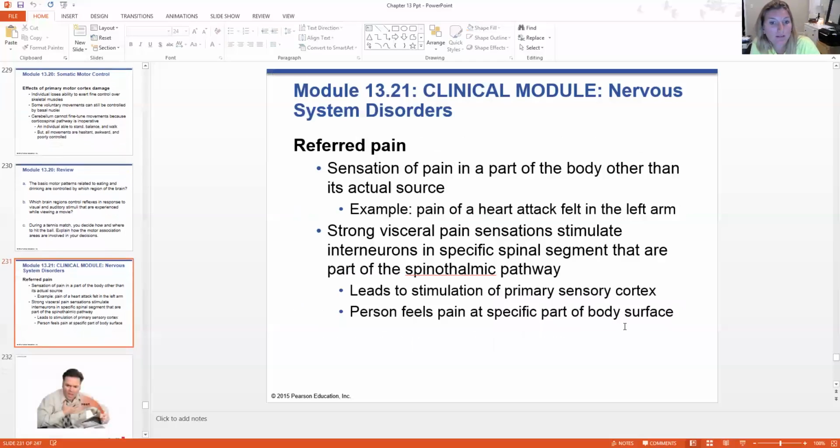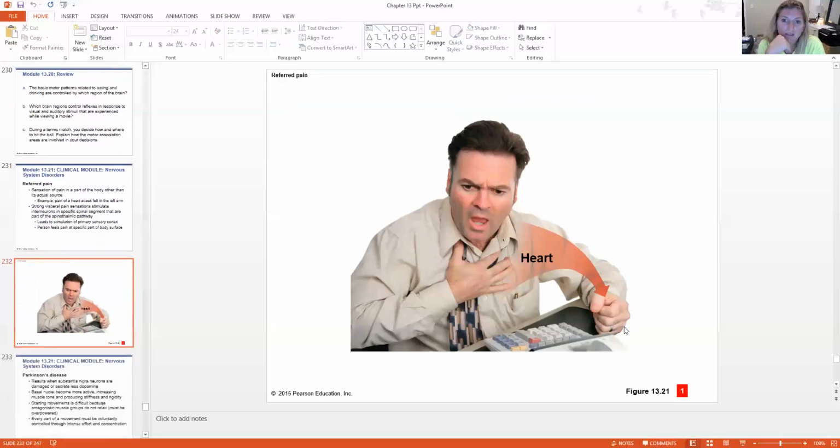The visceral pain sensations can stimulate interneurons within a spinal segment through that spinothalamic pathway. This is going to lead to stimulation of the primary sensory cortex, and so you feel the pain in that part of the body, like this guy.